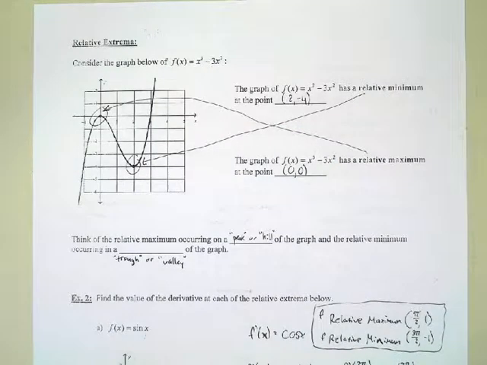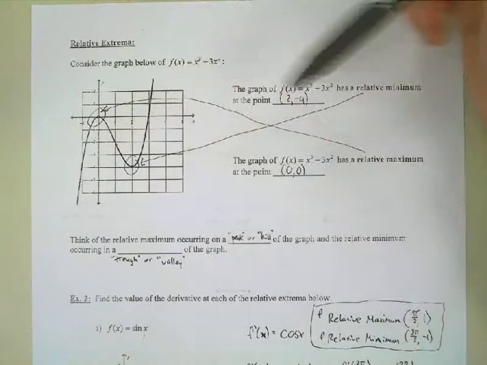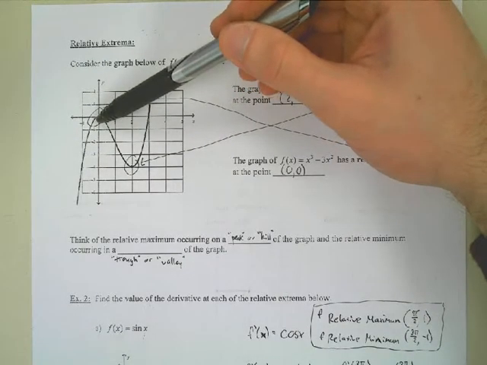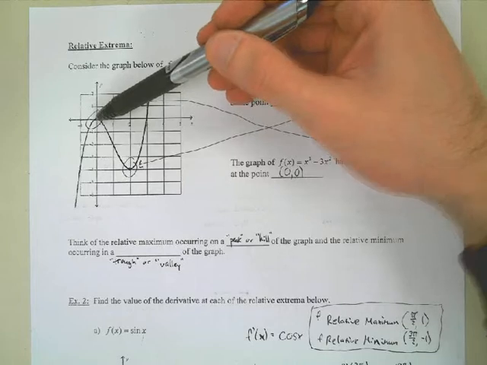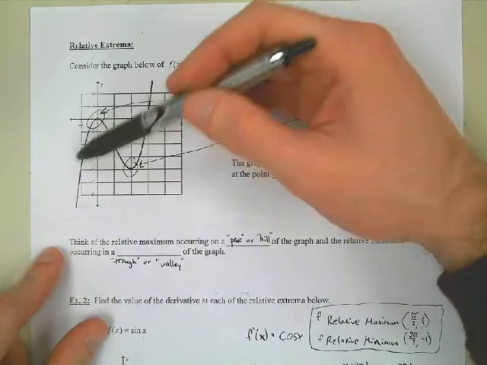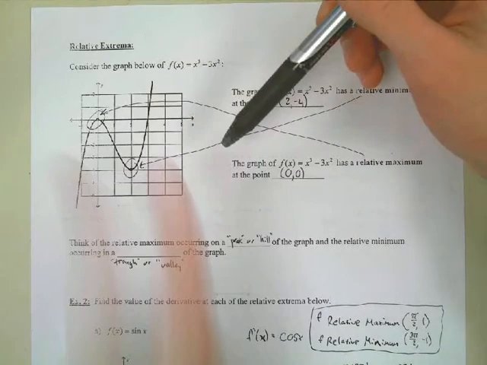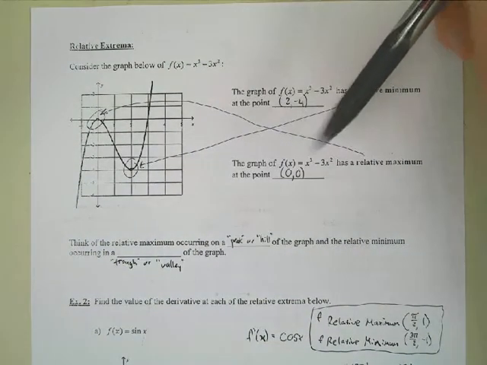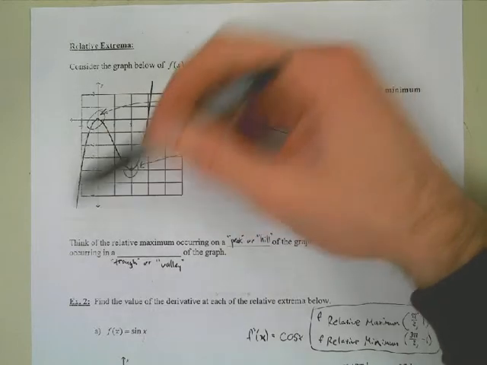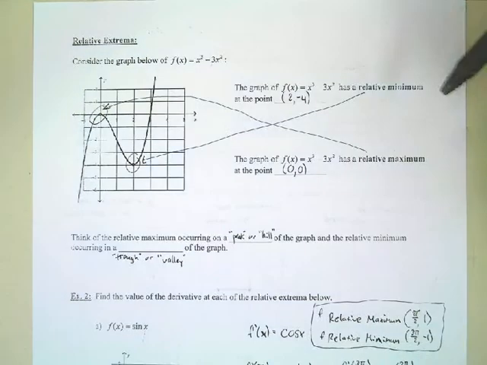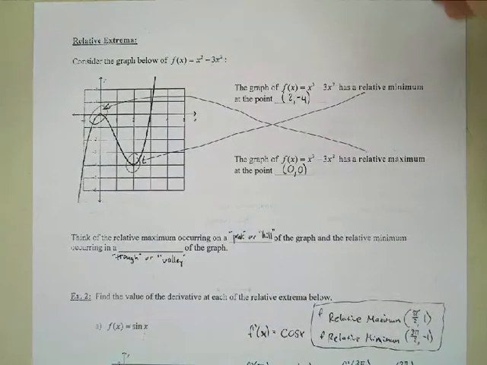In this case, our relative minimum occurs at (2, -4), and we have a relative maximum at (0, 0). These are not absolute maximums or absolute minimums because the graph continues to increase to infinity or decrease to negative infinity as we move along. Actually, I shouldn't say decrease to negative infinity. It's increasing, but it's increasing from negative infinity. So our end behavior continues on lower and higher than our relative mins and maxes.